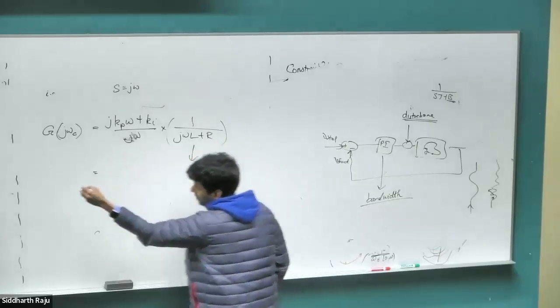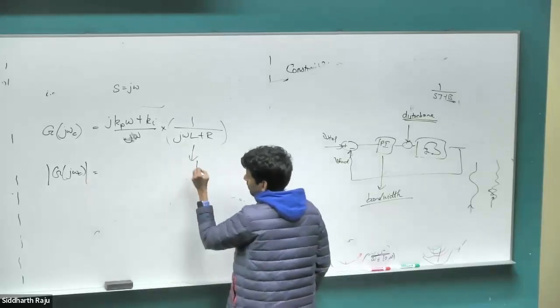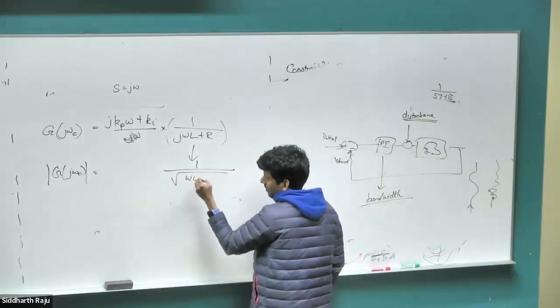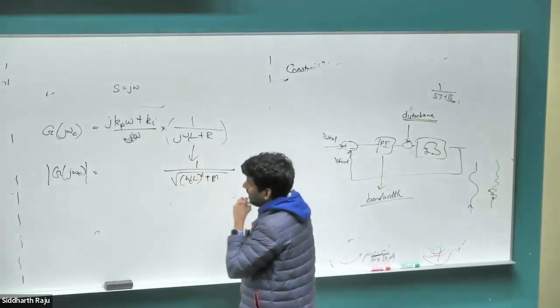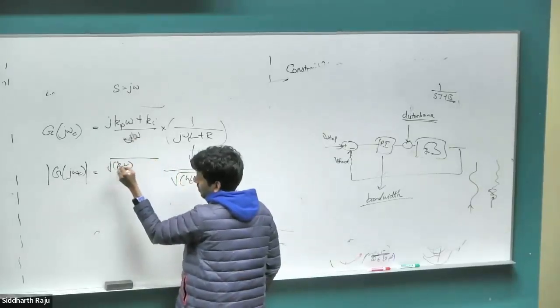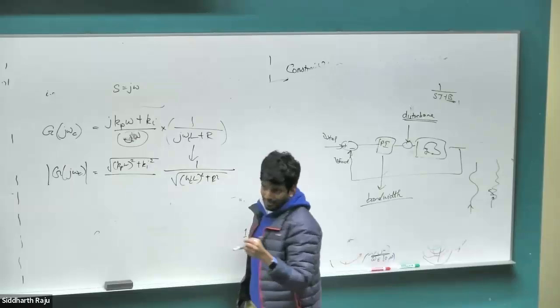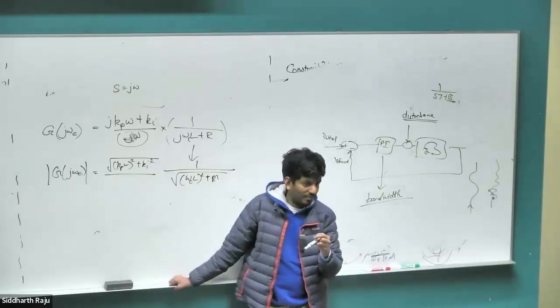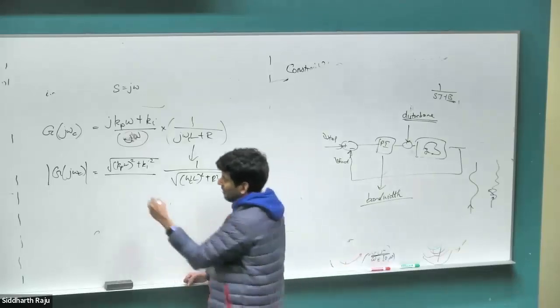So the magnitude of this is going to be 1 by square root of, L omega squared plus R square. This is again the same complex number. So square root of Kp omega square plus Ki square. What will be the magnitude of this? What will be the magnitude of j omega if I take the magnitude for j omega? Just omega. Omega, thank you.